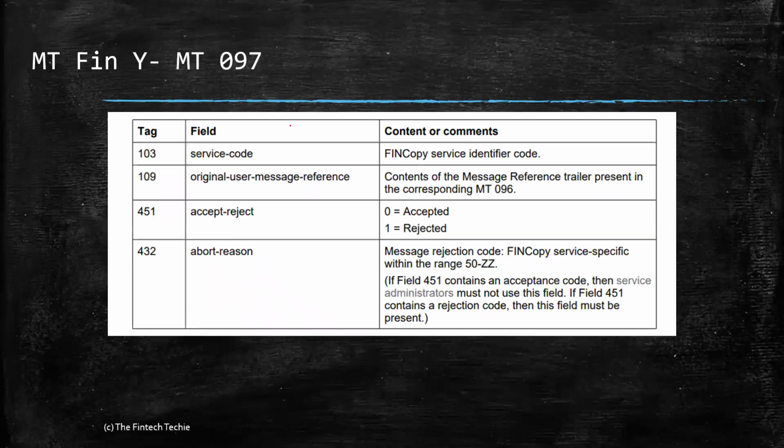A closer look at the MT097 shows the all-important tag 451. It tells whether the message has been accepted or rejected. Details about the abort reason are also specified in tag 432.